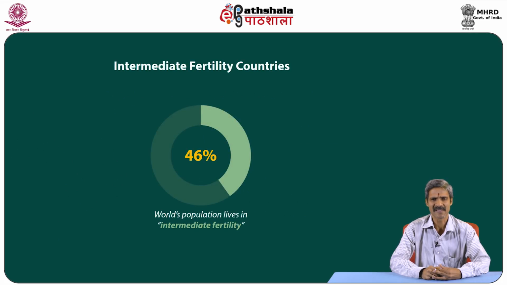The second category could be intermediate fertility countries. 46% of the world's population lives in this category, namely the intermediate fertility countries. These countries have already experienced substantial fertility decline, with the average number of children ranging from 2.1 to 5 children per woman.